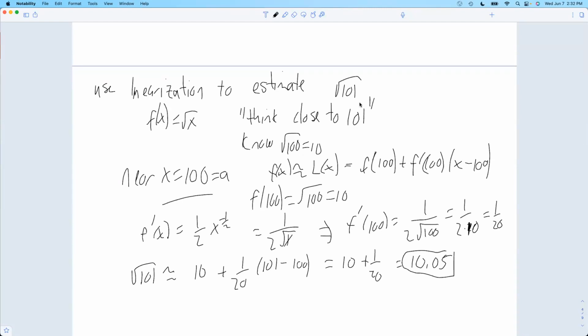I may get some of these details wrong. I'm going to go off on a tangent here.